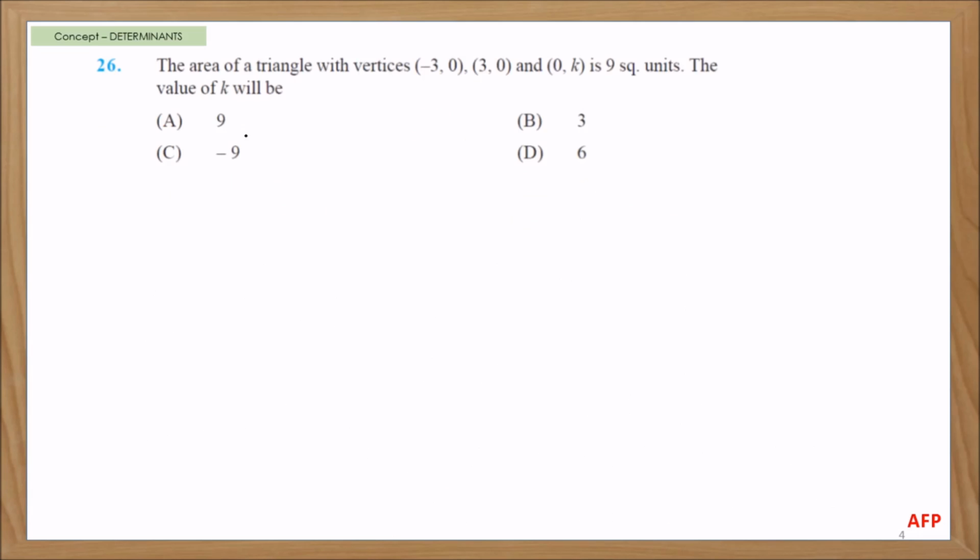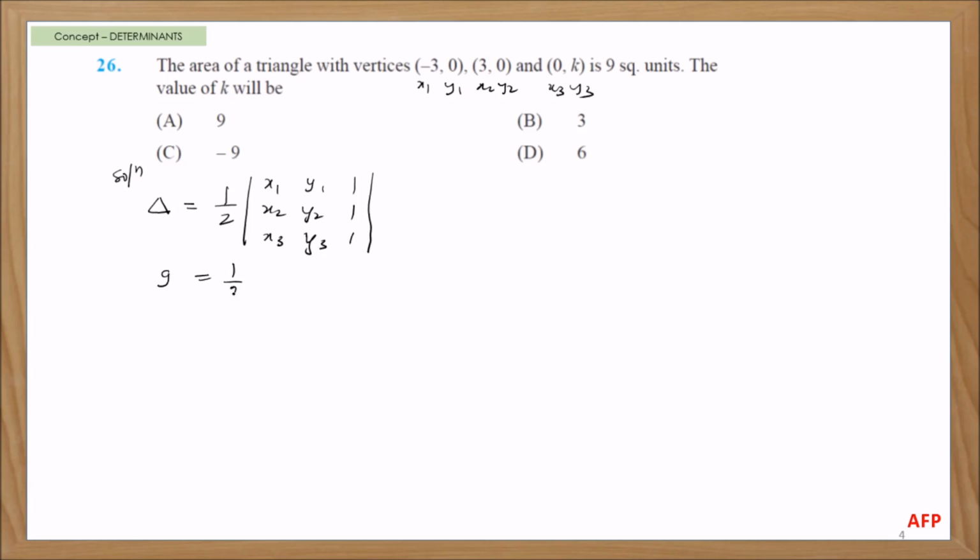Next one. The area of a triangle is given. Half into the determinant x1 y1 1, x2 y2 1, x3 y3 1. Here it is x1 y1, x2 y2, x3 y3. This implies 9, 9 is the area, and we have x1 is minus 3, 0, 1, then 3, 0, 1, then 0, k, 1.